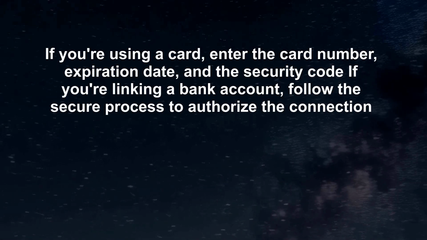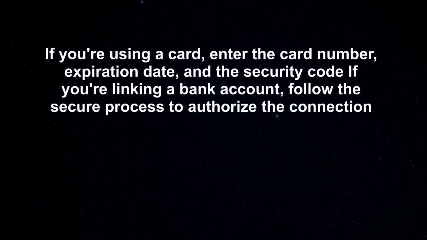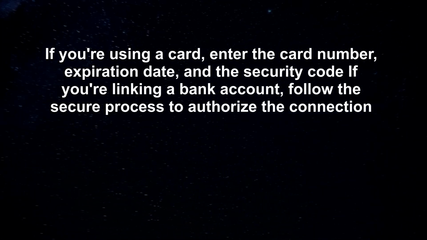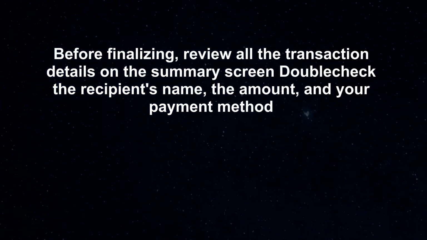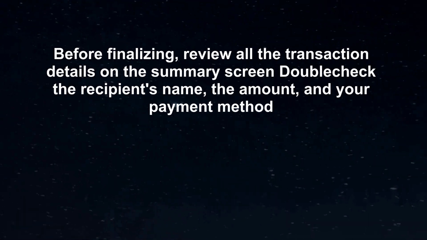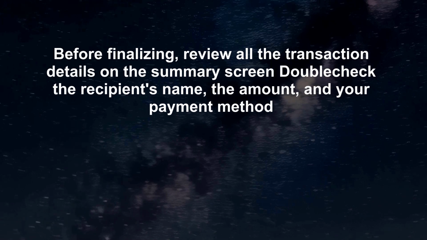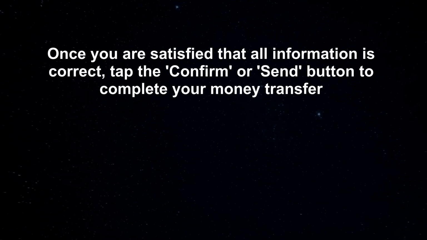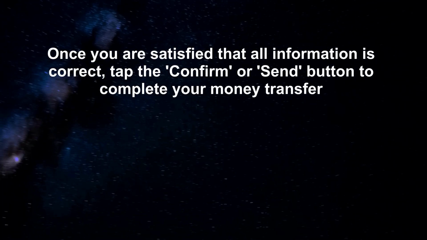If you're using a card, enter the card number, expiration date, and the security code. If you're linking a bank account, follow the secure process to authorize the connection. Before finalizing, review all the transaction details on the summary screen. Double-check the recipient's name, the amount, and your payment method. Once you are satisfied that all information is correct, tap the Confirm or Send button to complete your money transfer.